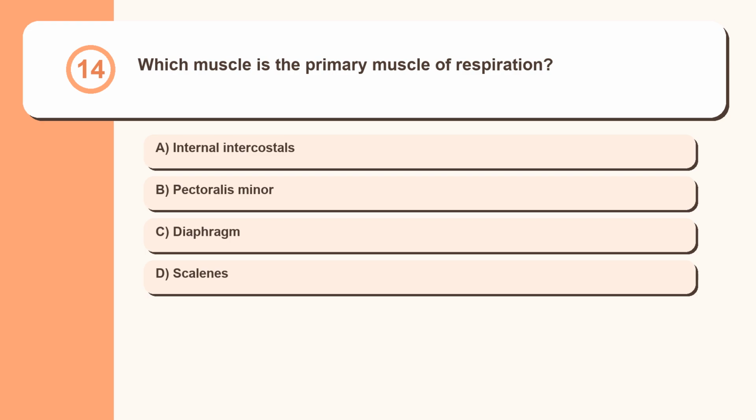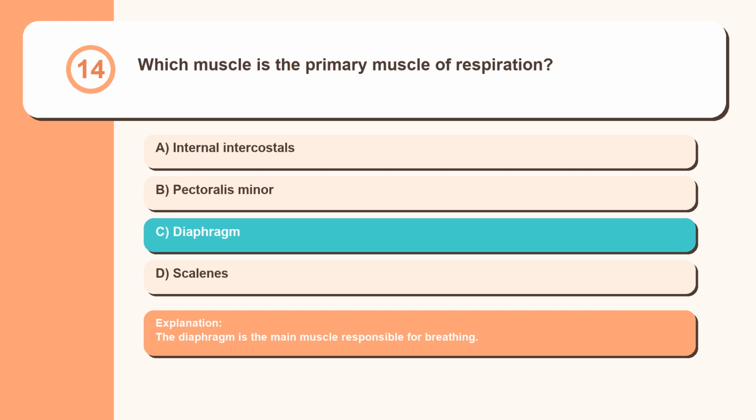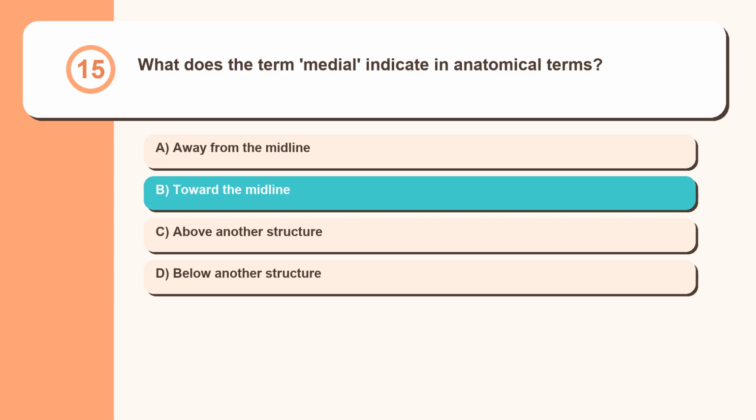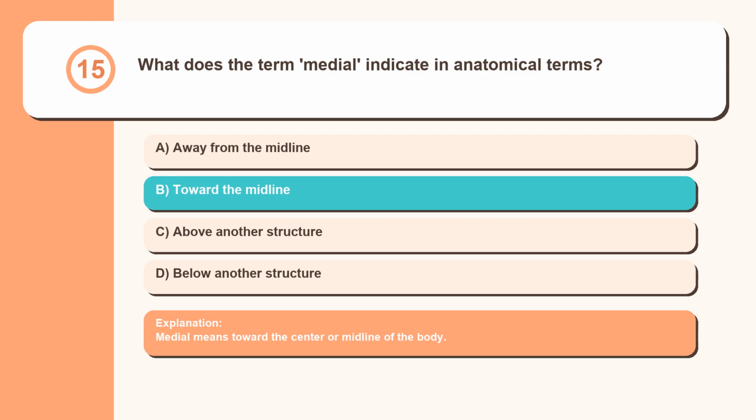Question 14. Which muscle is the primary muscle of respiration? Internal intercostals, pectoralis minor, diaphragm, scalenes. The diaphragm is the main muscle responsible for breathing. Question 15. What does the term medial indicate in anatomical terms? Away from the midline, toward the midline, above another structure, below another structure. Medial means toward the center or midline of the body.